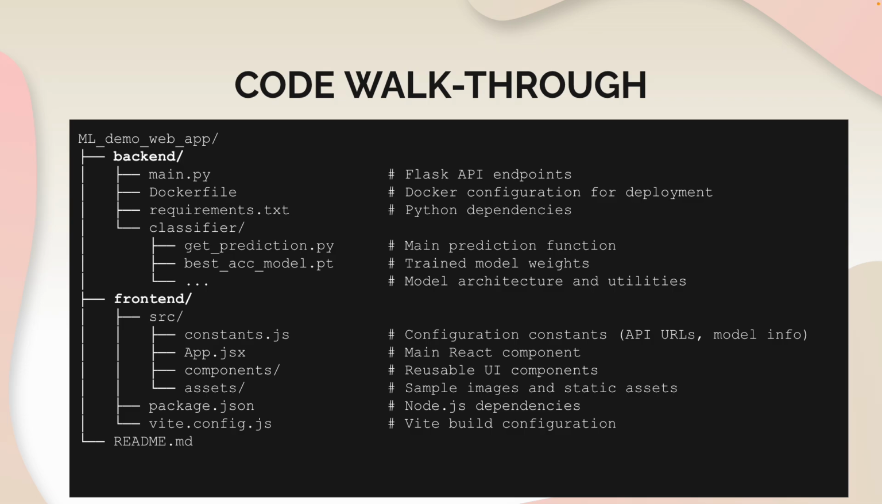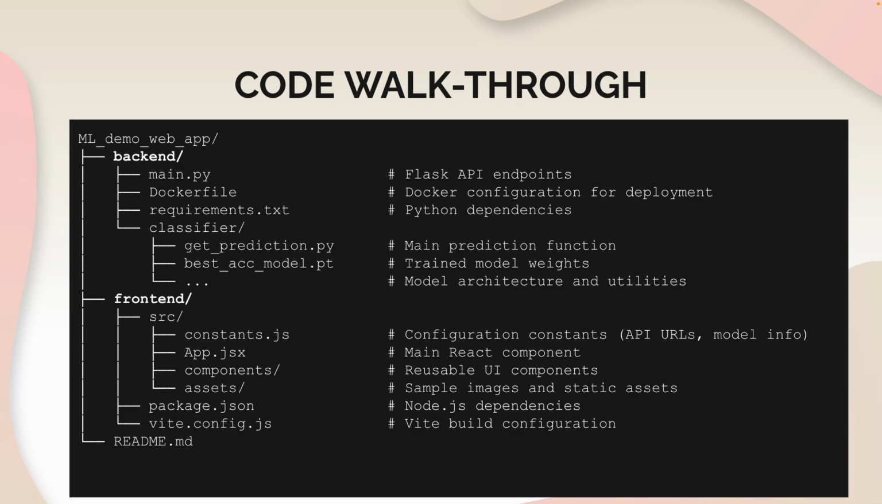And then on the backend side, we have the main.py file that is Flask. It contains all the Flask API endpoints. We have the Dockerfile that is useful for deployment. We have the requirements file with all the Python dependencies, and we have the classifier folder with the get prediction function that gives us the classifier prediction results.